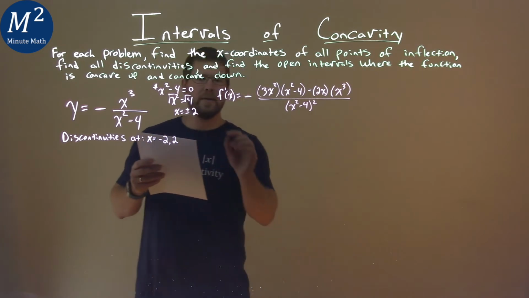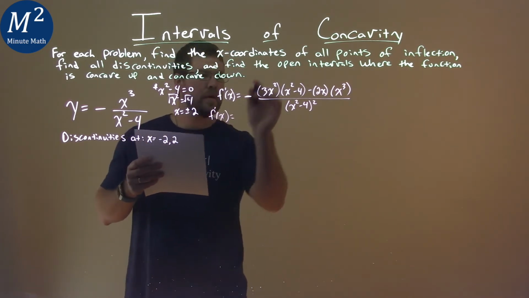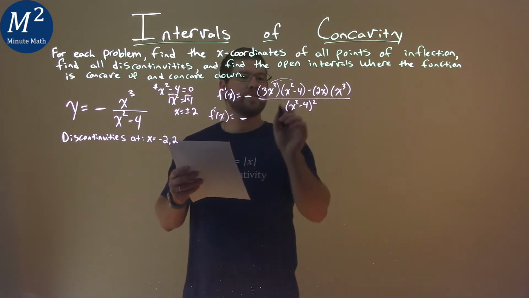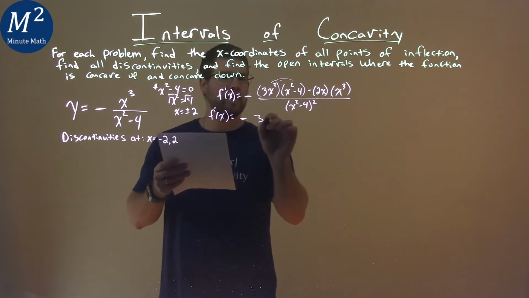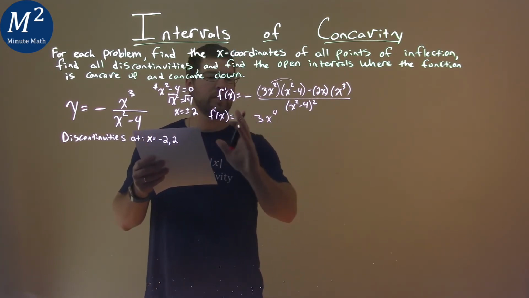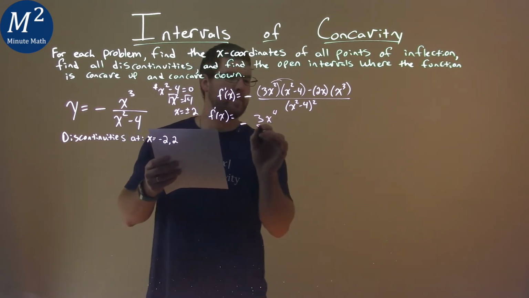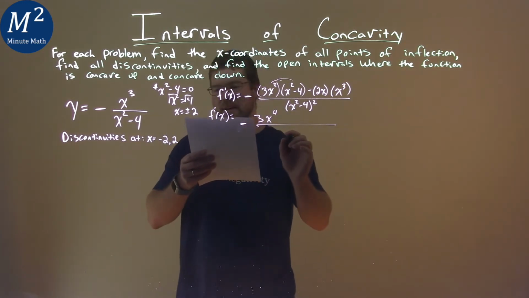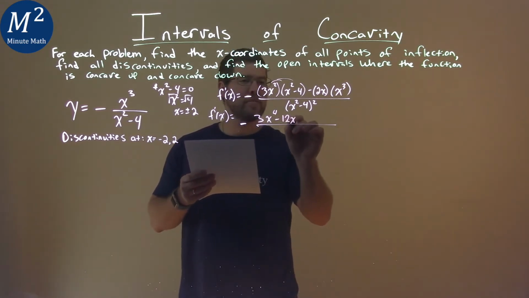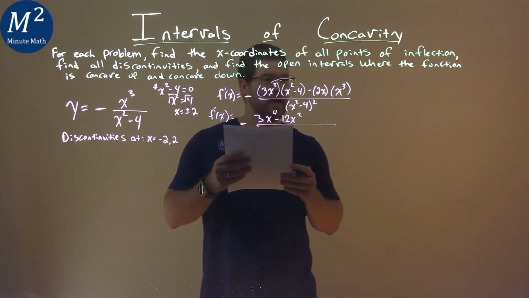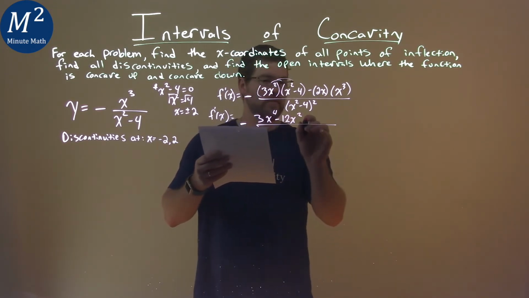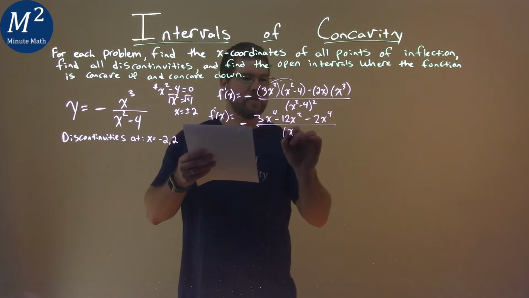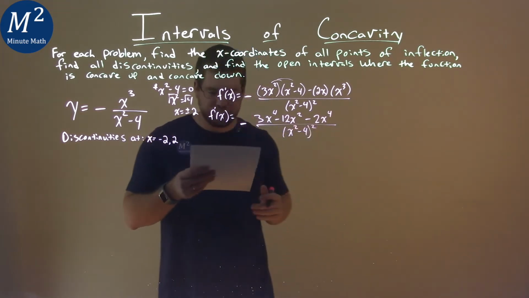All right, let's simplify where we can. f prime of x here. Negative stays out front, but we just multiply this out. 3x squared times x squared is 3x to the fourth power. Just so I don't forget that negative there. And then 3x squared times a negative 4 is a negative 12x squared. And then 2x times x to the third power is 2x to the fourth power, subtract that. And our denominator is still x squared minus 4, all squared.